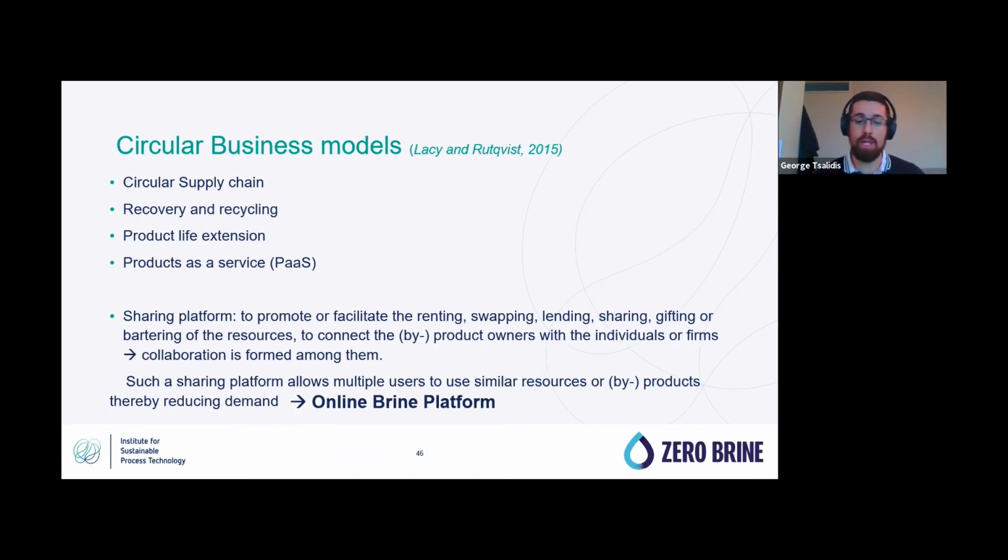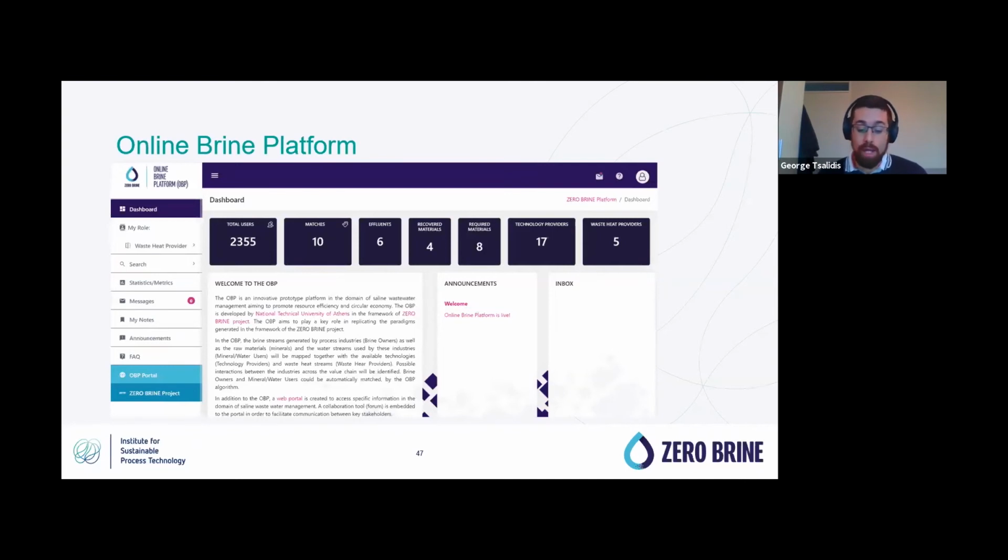Such a sharing platform would allow multiple users to use similar resources or byproducts, and as a result, reduce the demand and the use of raw materials, of virgin materials. And the online BRINE platform is a sharing platform that is aiming to do this, specializing on brine.